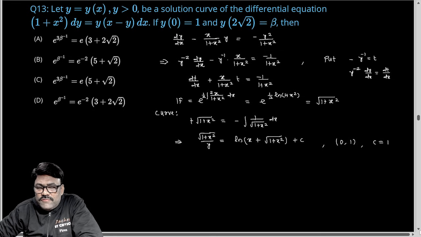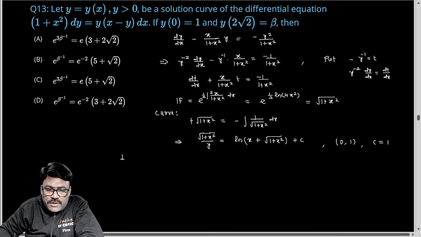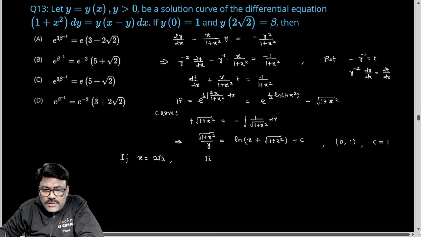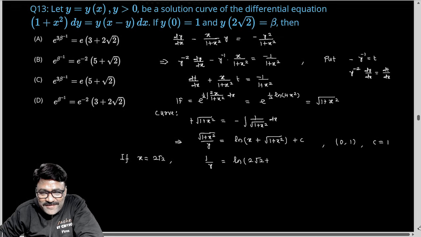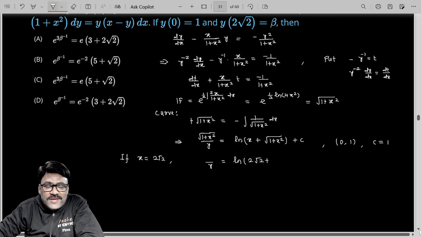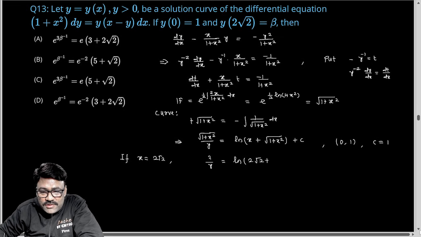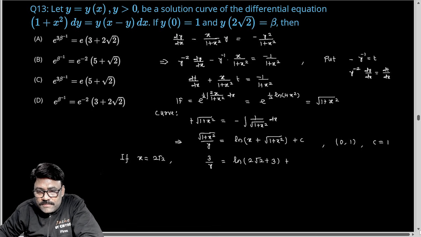Now they are asking what will be y when x is 2 root 2. So if I put x equal to 2 root 2, it will be root 5 over y. Or in fact, when I put x as 2 root 2, it's not root 5. x square will be 8, so 8 plus 1 is 9, and the square root is 3. So it is 3 over y equals log of 2 root 2 plus 3, plus c, and c is 1.